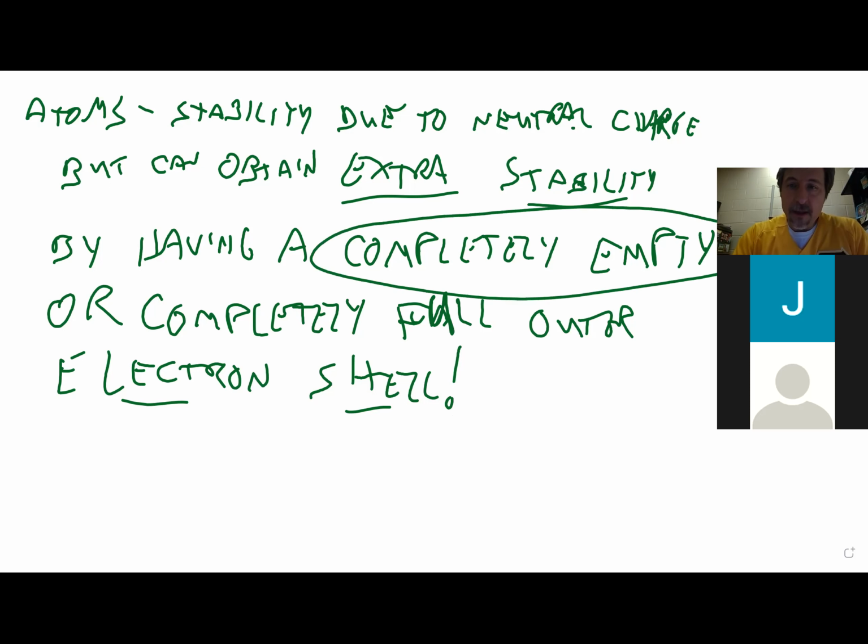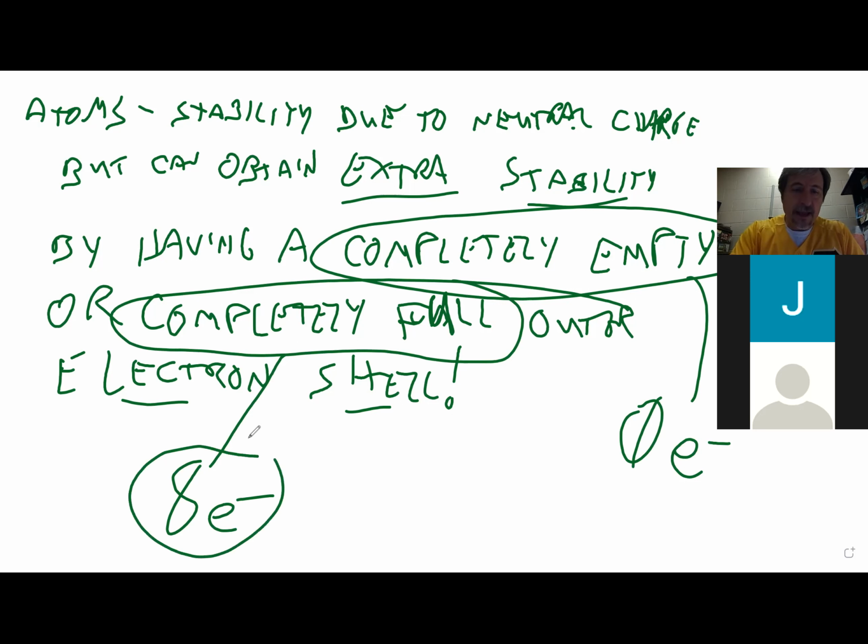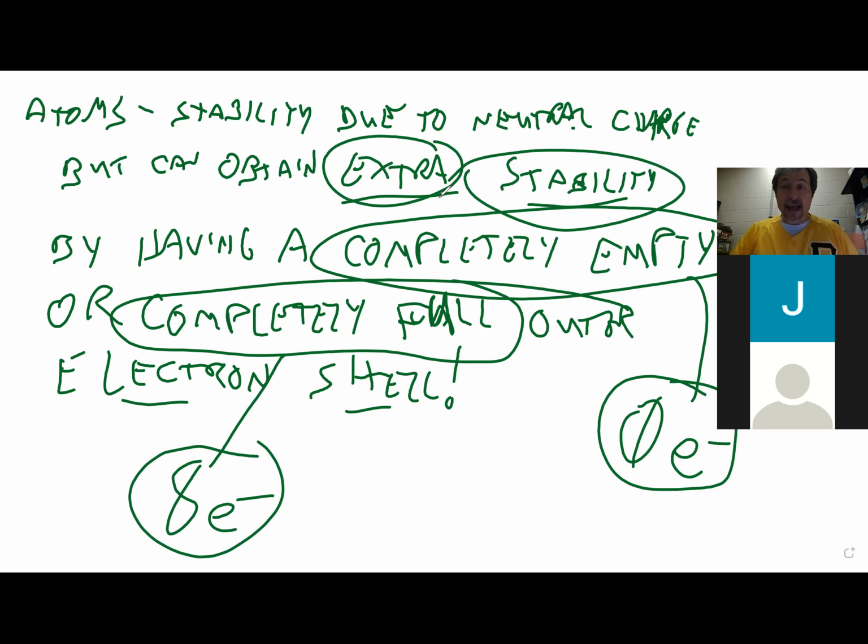Completely empty means zero electrons. Completely full means 8 electrons. I mean, except for the first row, helium's happy with 2, but we'll talk about that as we move forward. But this is the key. Getting to 8 is good. Getting to 0 is good because that's the extra stability that they can get.